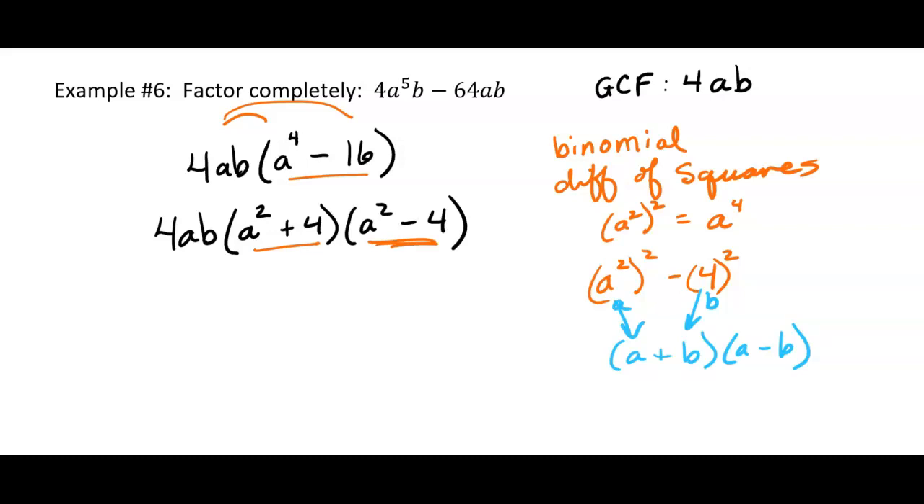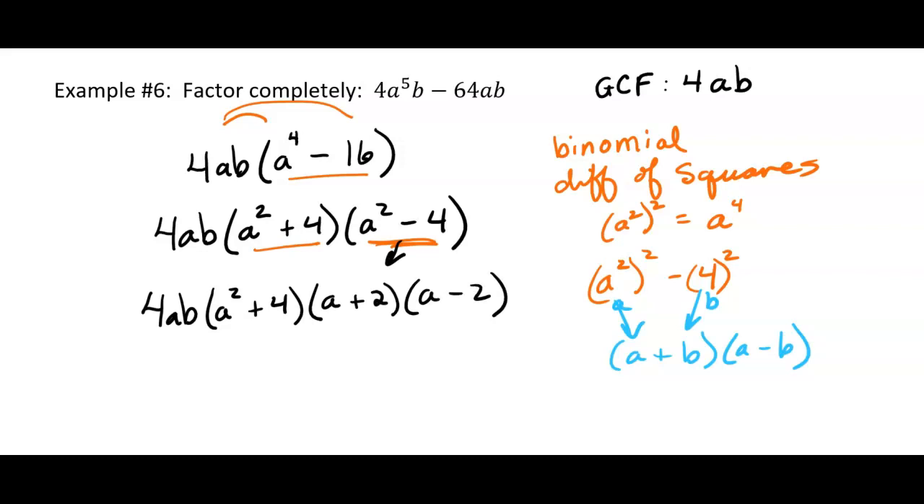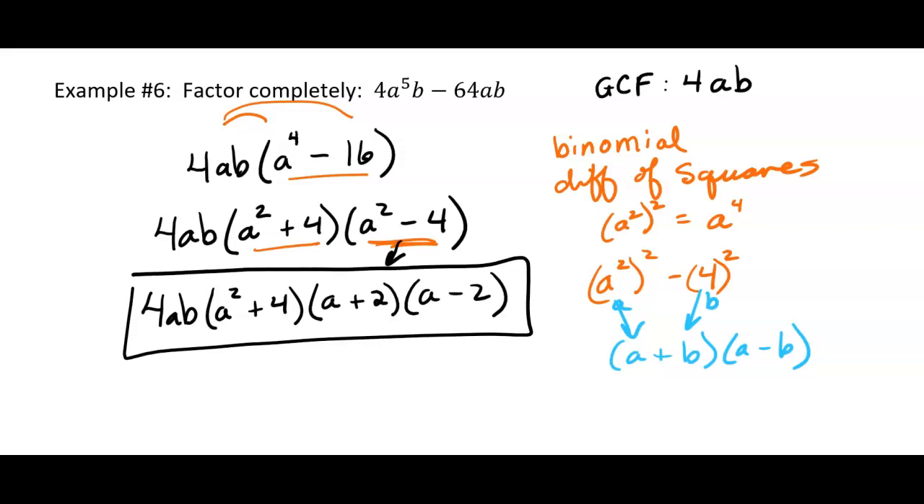And so we're going to keep the 4ab in front. We're going to have an a squared plus 4, that binomial factor, and then this part is going to factor into a plus 2 and a minus 2. So that was exciting. So we got to do the difference of squares twice. And that's how that one factors.